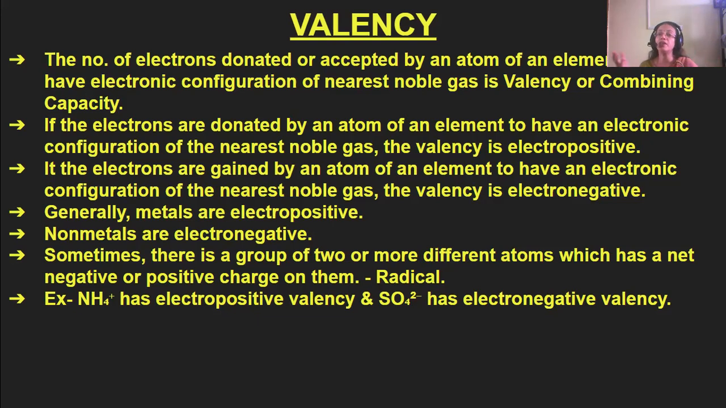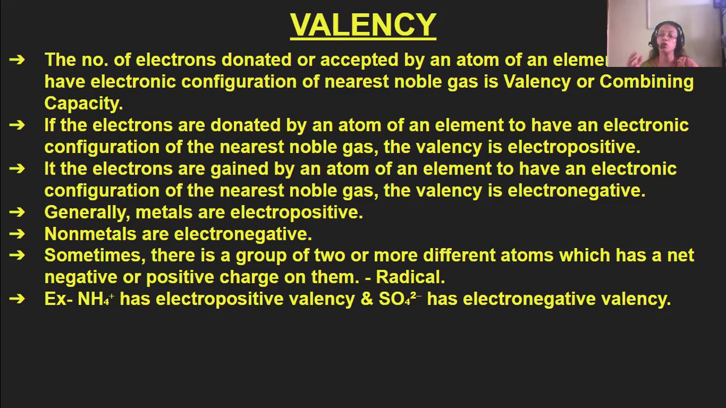Now, if an atom gains electrons, what happens? Its negative charge increases beyond the positive charge present in its nucleus. According to the octet rule, it moves to the nearest noble gas configuration. Then the valency becomes negative, as its negative charge increases, so it becomes electrically negative, or electronegative.